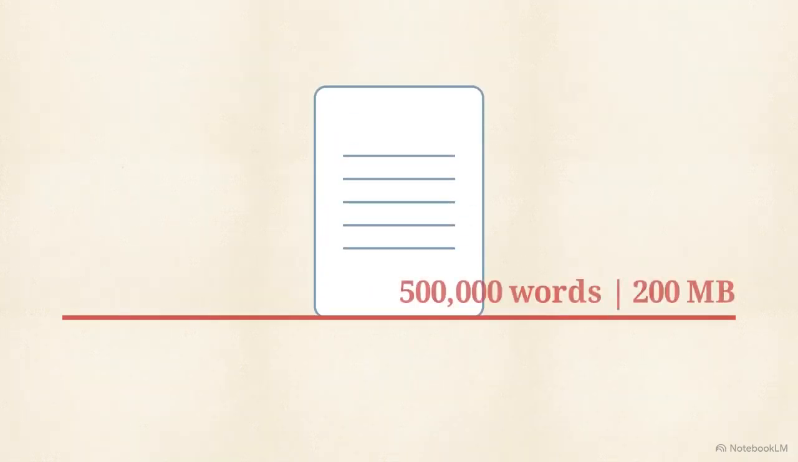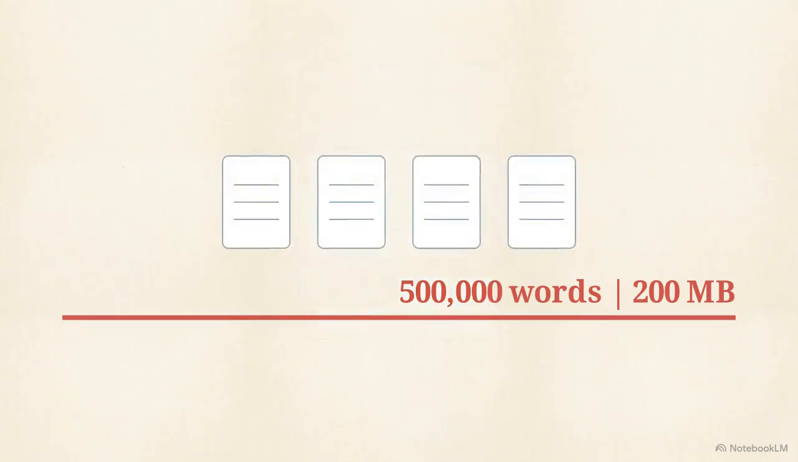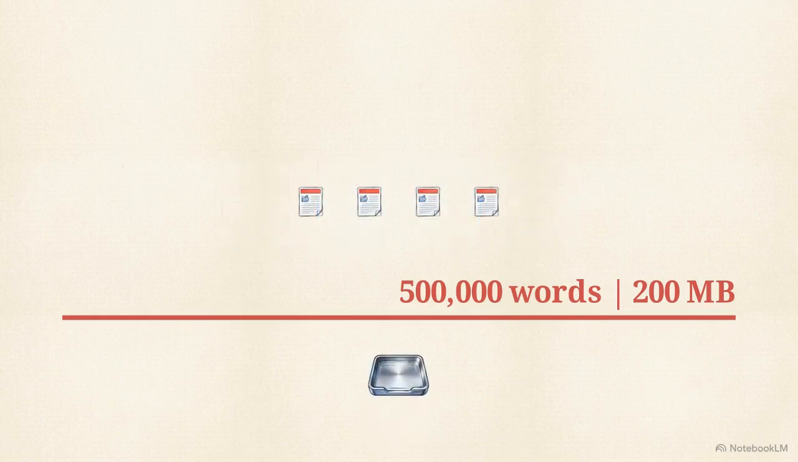As this diagram shows, you have to respect the platform's upload ceilings. Even on the highest paid tier, a single source file cannot exceed 500,000 words or 200 megabytes. If your document is larger than that, it will fail to upload, and you will need to split it into smaller files. Once your files are loaded, you need to use the Configure Chat feature.